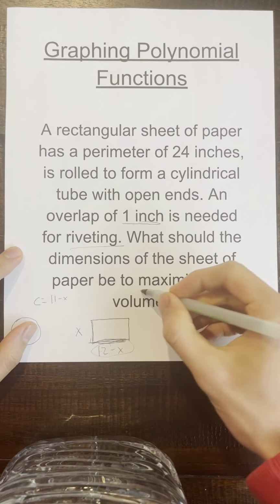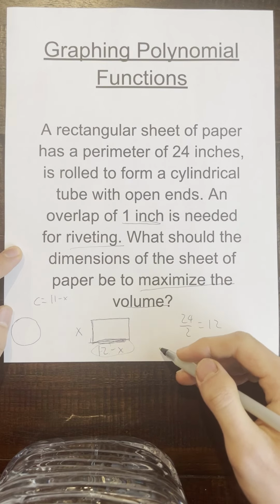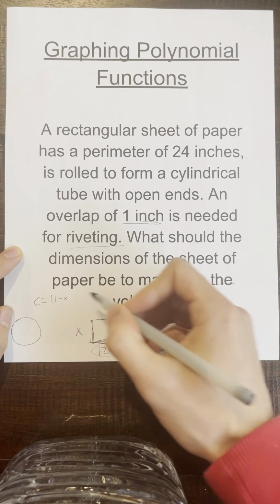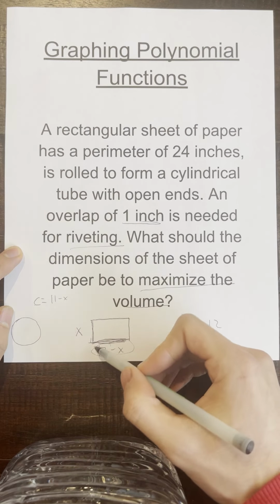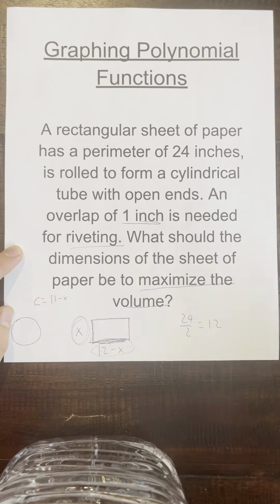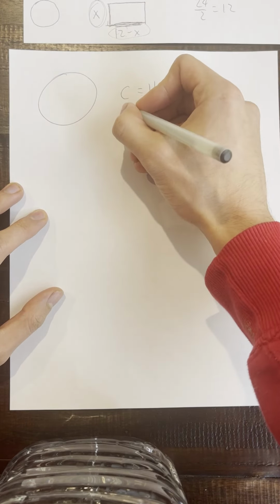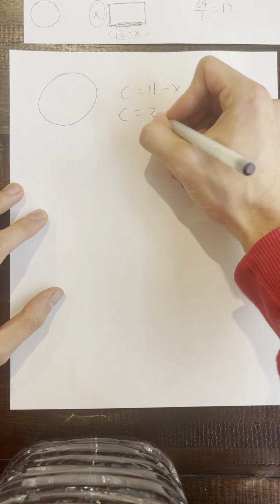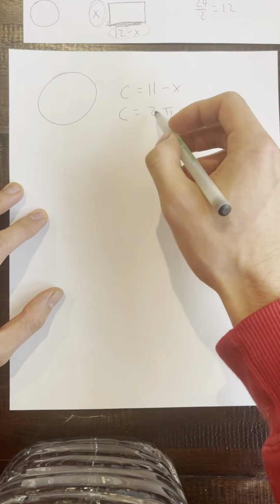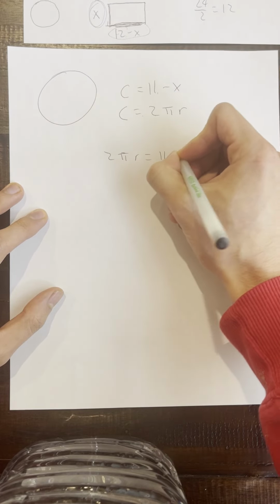We're looking to maximize the volume. So how do we find the volume of the cylinder? Well, we need to find the area of the base, and then multiply that by the height, which is how much? x. Okay, so to find the area, we need to find the radius. So I'm just going to use the formula circumference is equal to 2 pi times radius. So I'm going to set 2 pi r equal to 11 minus x.